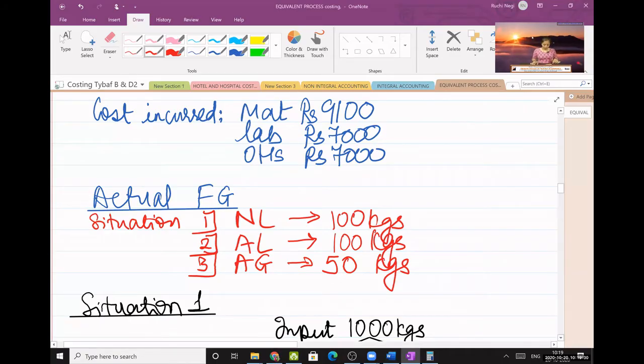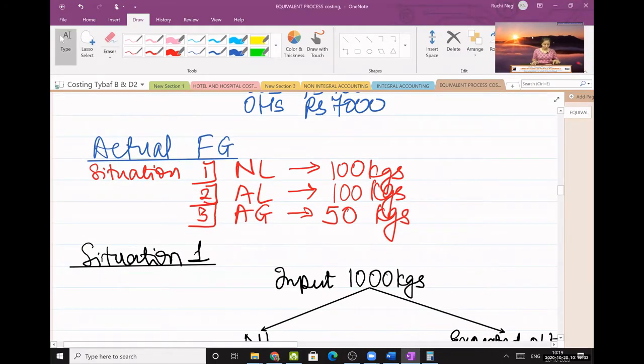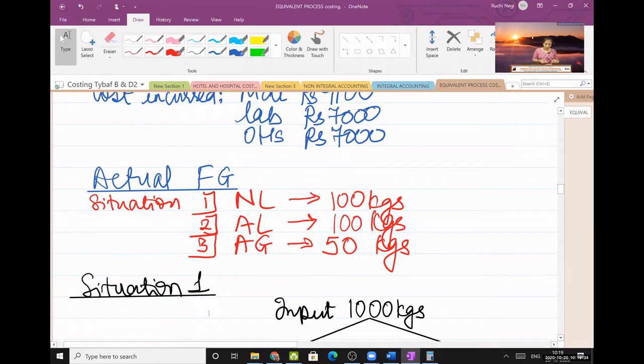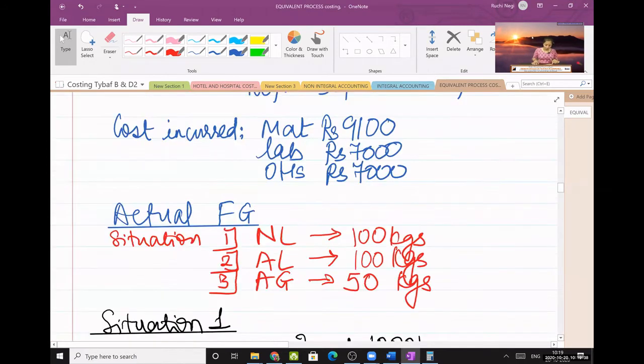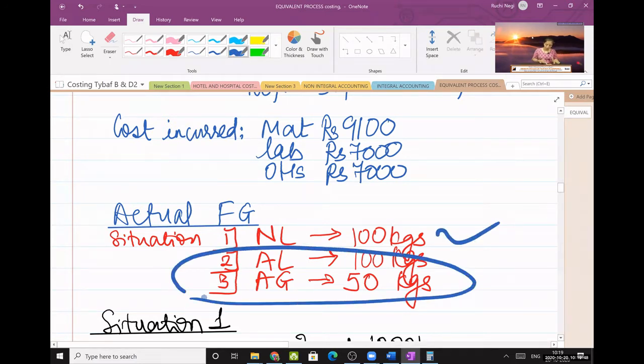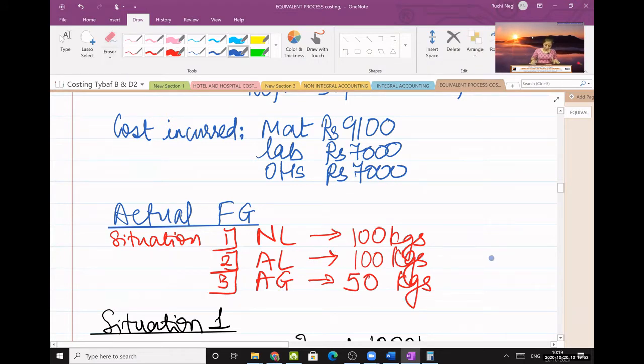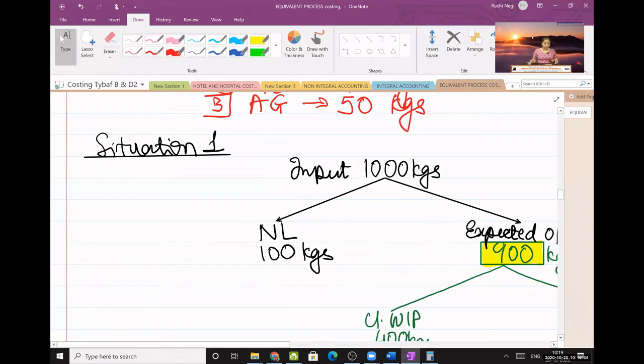Okay, so let us begin with this. This is the probable situation that we have already done. I told you I will explain the same example first with normal loss, which is already done. Today we will complete abnormal loss and abnormal gain. So start with situation 1.